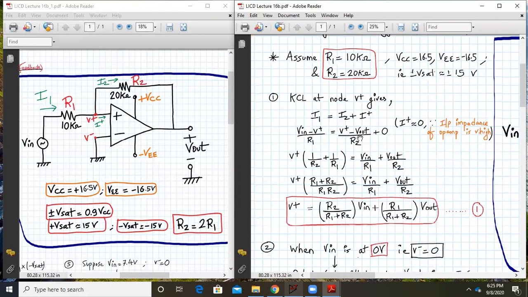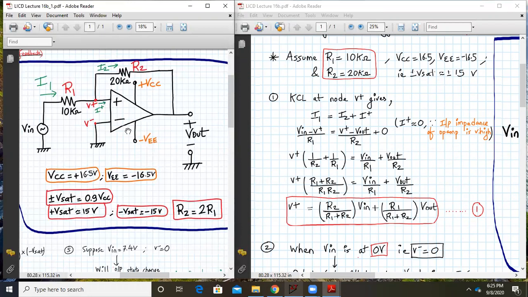What we will do is apply KCL at the V plus node. Incoming current is equal to outgoing current, that is I1 is equal to I2 plus I plus. I plus is 0 because the input impedance of the op-amp is very high. So we can write I1 is equal to I2. I1 is nothing but V in minus V plus upon R1, and I2 is V plus minus V out upon R2.